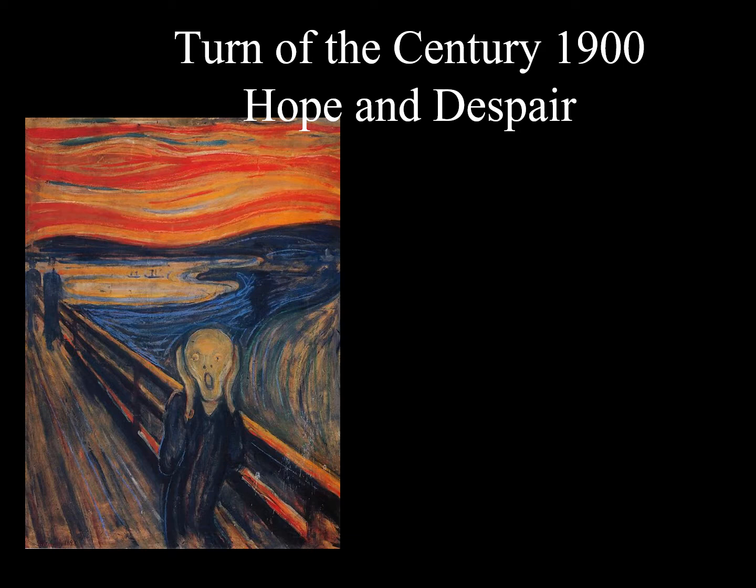Today's topic is turn of the century hope and despair. We will be looking at the many changes that take place as we move from the late Victorian era to the beginning of the modern era. These changes provided people with a lot of hope, but also, as these hopes are not realized, a lot of despair.